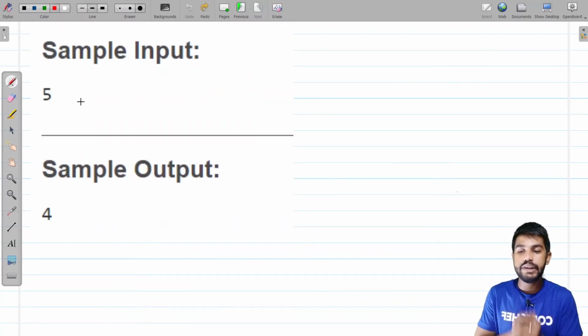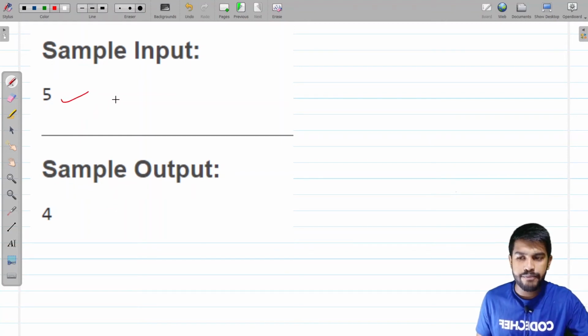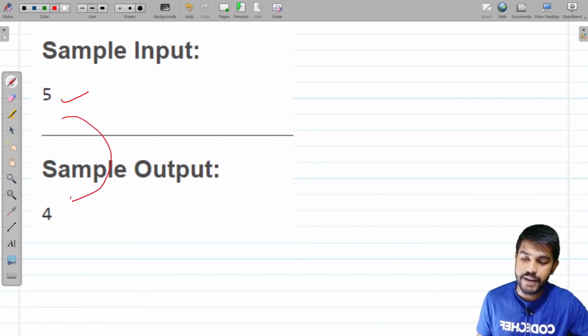Now let's read the sample input and output. The number given is 5. Is 5 divisible by 4? No, 5 is not divisible by 4, so we would be decrementing its value. The value would become 4.